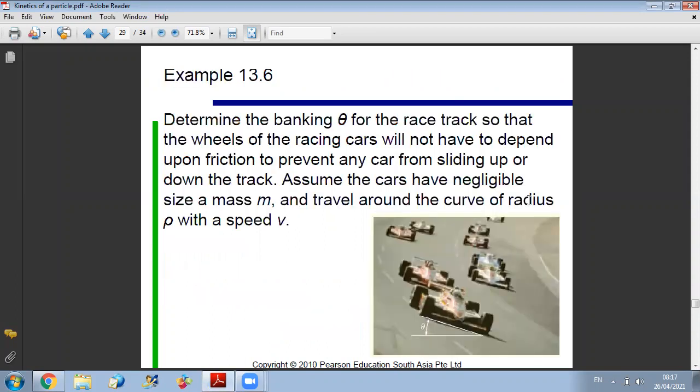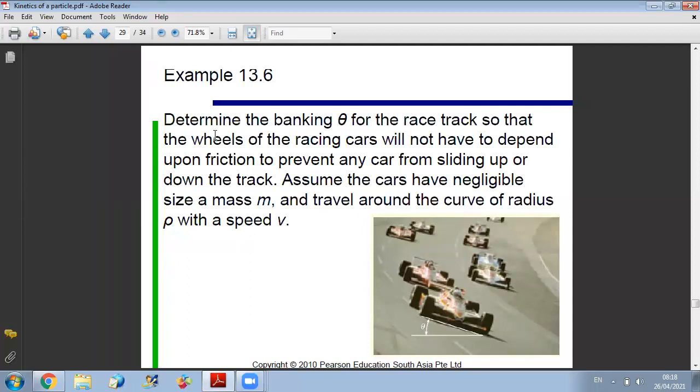We will start with a very common example, which is Formula 1. If you watch Formula 1, you see that the road is a little bit inclined. It's not horizontal. And this inclination has a certain purpose. We will see in this problem how we can do an approximate design of theta.